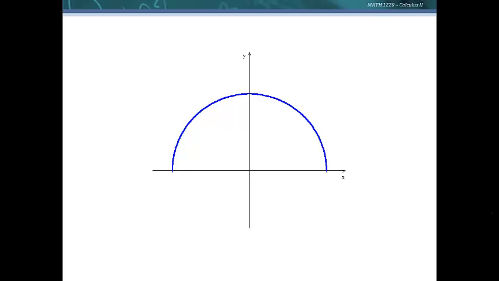First of all, let's look at a half circle, and we know that the equation for this half circle would be y equals square root of a squared minus x squared if a is the radius of the circle.